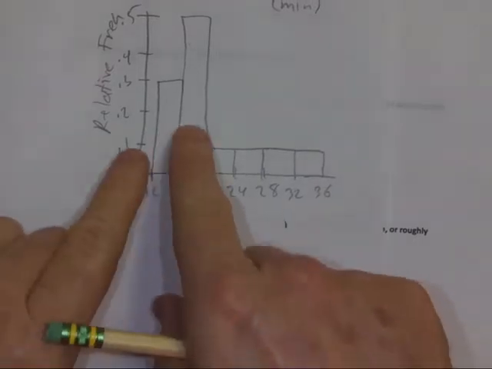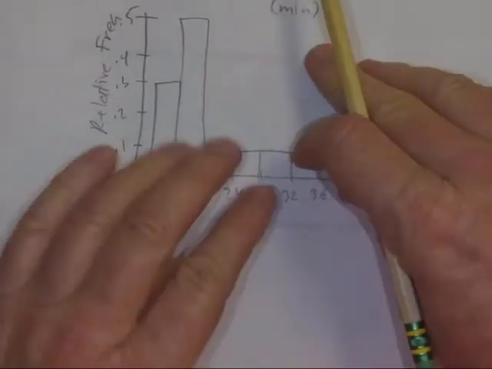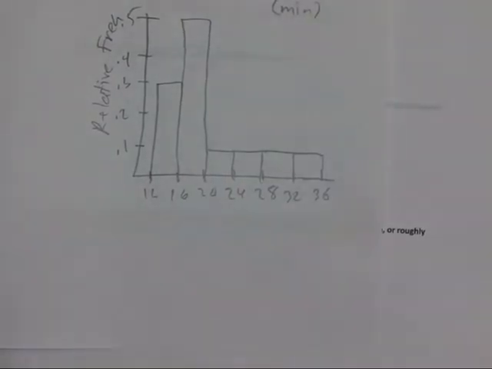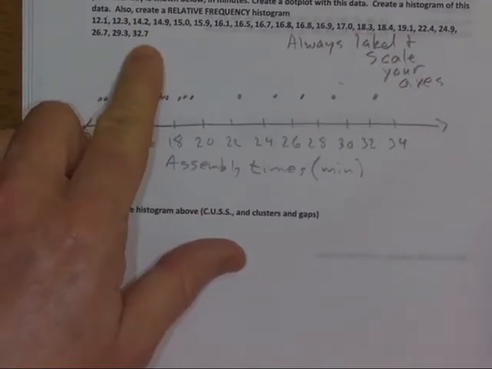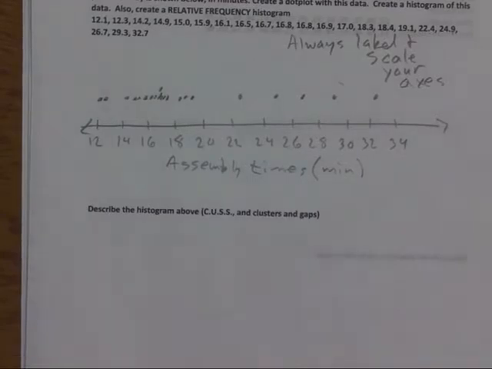The shape, this is what we're going to call right skewed. And the shape is the most ambiguous part of the CUSS, but we'll talk about that. And then in regards to the spread, right now we're just going to say the numbers vary from 12.1 to 32.7. In the next section, we're going to calculate the standard deviation, the interquartile range, and the range to describe the spread. And so let's write this out.